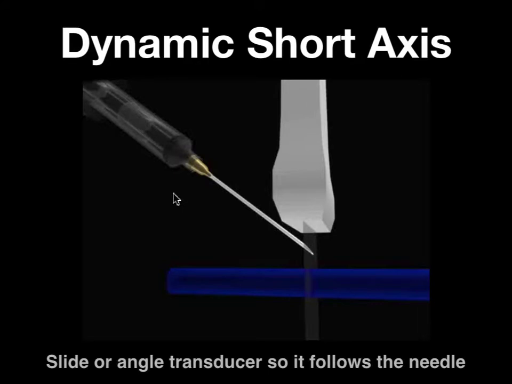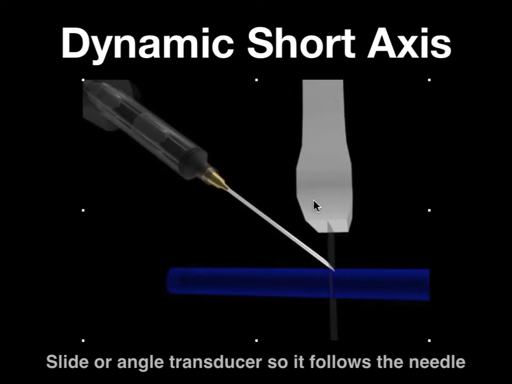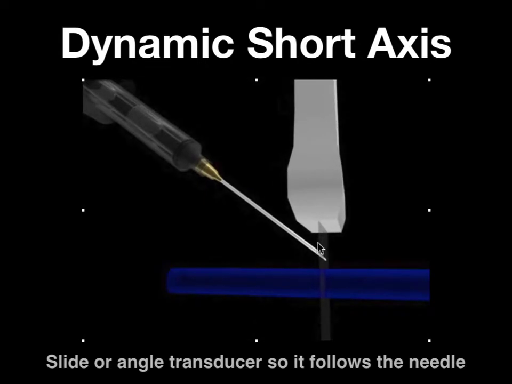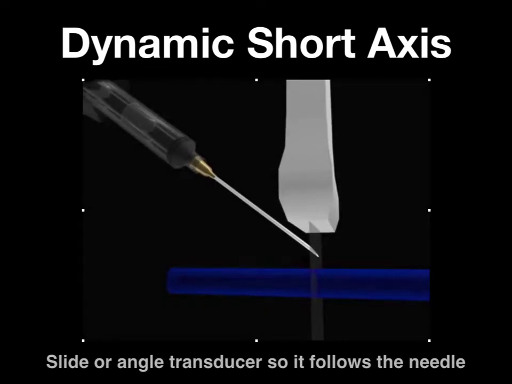I like using a dynamic short axis approach where you either slide or angle the transducer so that it follows the needle from the soft tissue into the vessel. And you can see here there's a coordinated movement of the needle and the transducer. That way you're going to have the best chance possible of visualizing the needle tip.